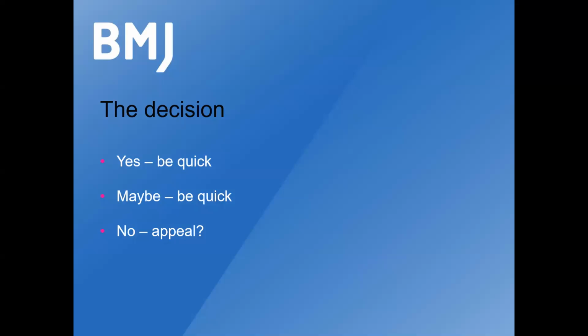Sometimes you'll get a maybe. And if you get a maybe, once again, I would say, be quick, and answer the peer reviewers' questions or queries one by one, and explain how you've revised the article in light of them. And occasionally you might get a no, a rejection. There might be a right of appeal. I'll come back to that in a second.